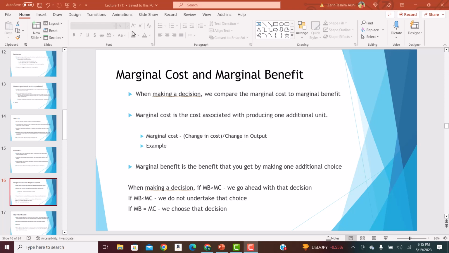Okay. And finally, if marginal benefit is equal to your marginal cost, so if the benefit that you're receiving is equal to the cost that you're paying for that one choice, we will still make that decision. But that is the final point. After that, we will not consume any more cokes. So maybe if the cost and benefit are the same for the fourth coke, then we will stop at the fourth coke and not consume the fifth bottle of coke. So it's very important we compare marginal benefit and marginal cost when we are making a decision.